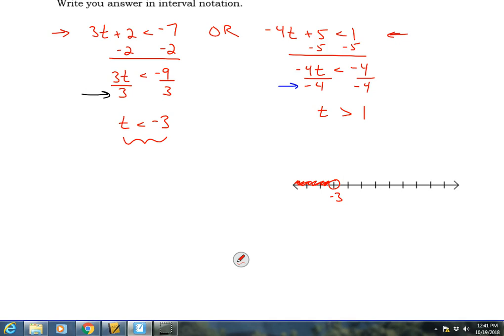And the other one says t is greater than 1, so I'm going to put 1 on my number line. So negative 2, negative 1, 0, 1, 2. 1 is going to have an open circle, and I'm going to shade that to the right for the numbers that are greater than 1.